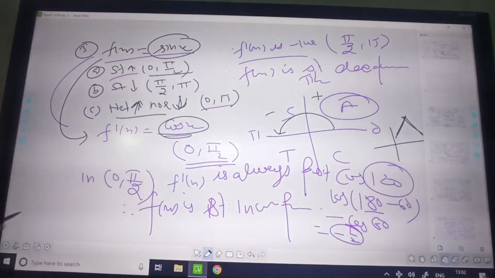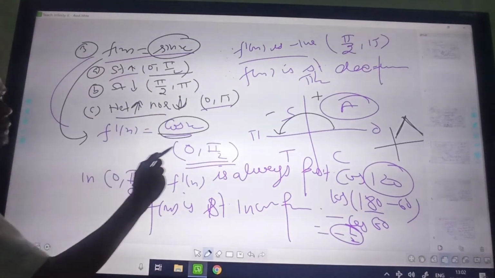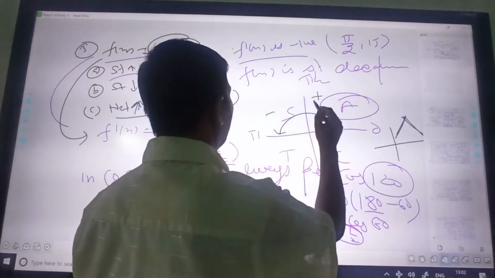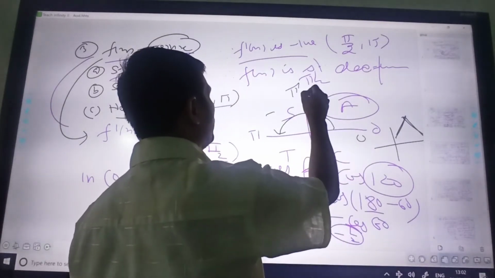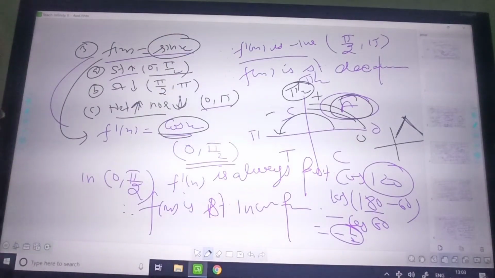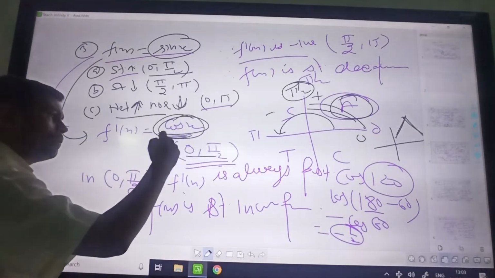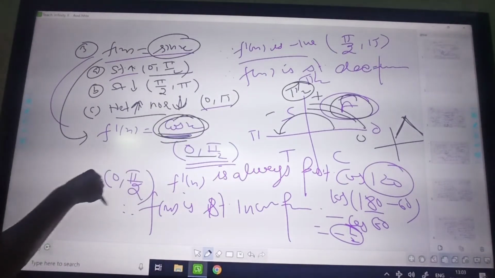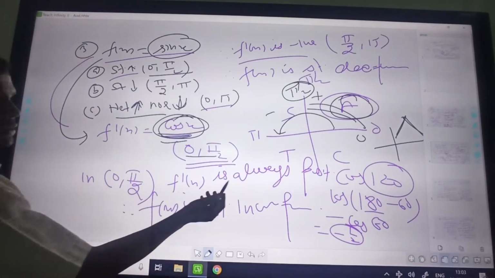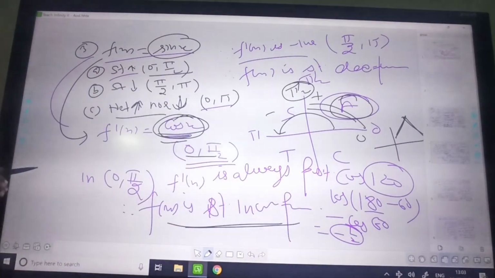And now you will check the value. What is the value in 0 to pi by 2? The interval 0 to pi by 2 is given. You know ASTC, after school to college: 0 to pi by 2 lies in the first quadrant, and in the first quadrant all values are positive. So if you put any value between 0 to pi by 2, it will always be positive. Since it is positive, in the interval 0 to pi by 2, f dash x is always positive. Therefore f x is a strictly increasing function.